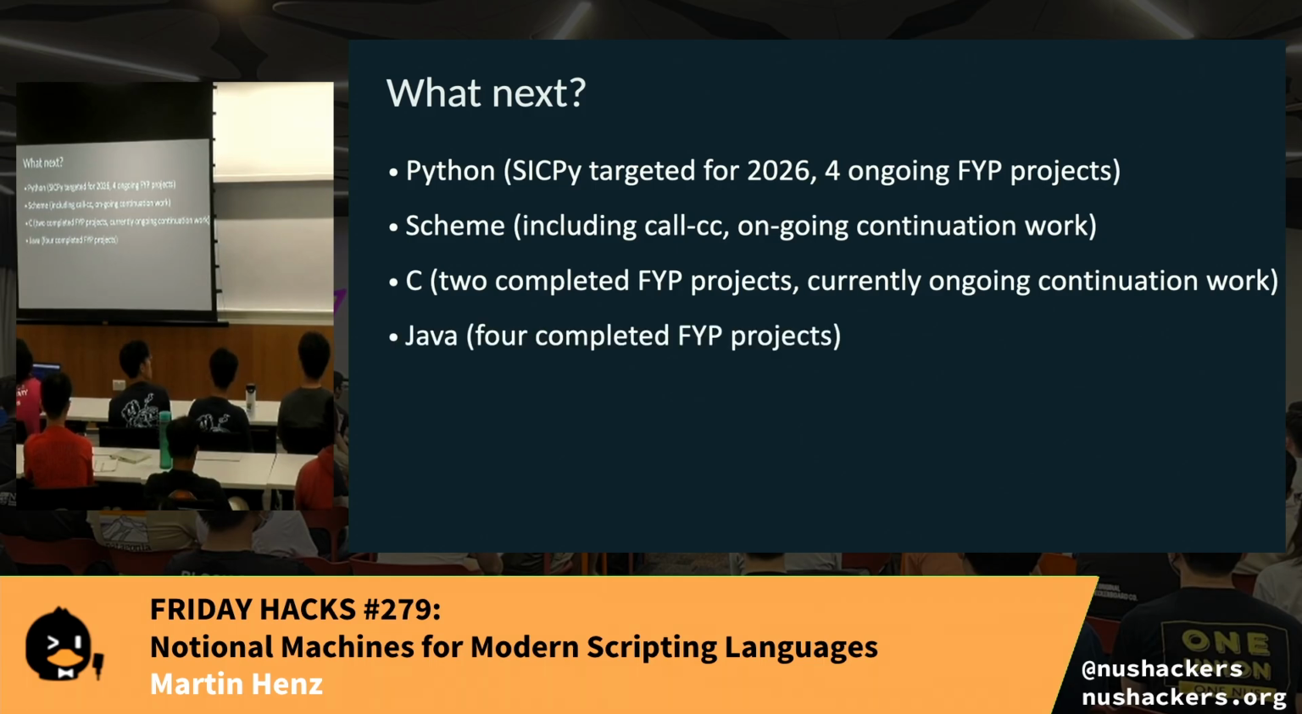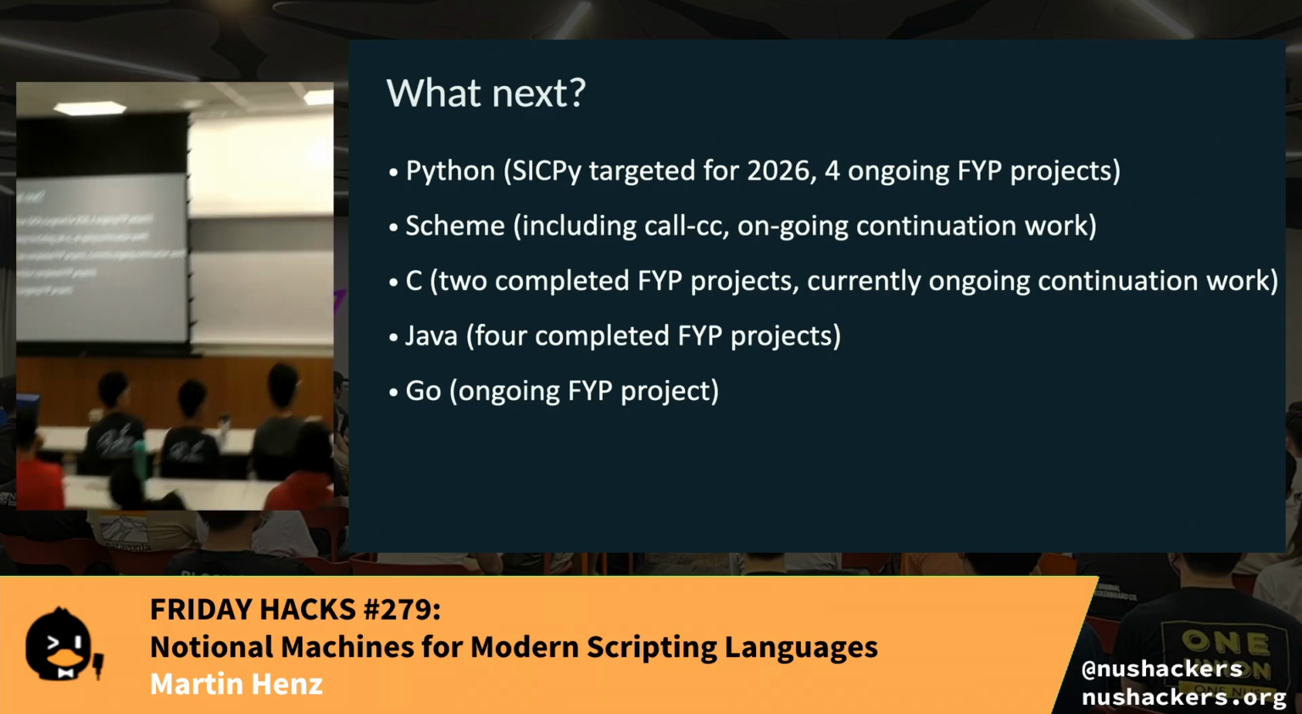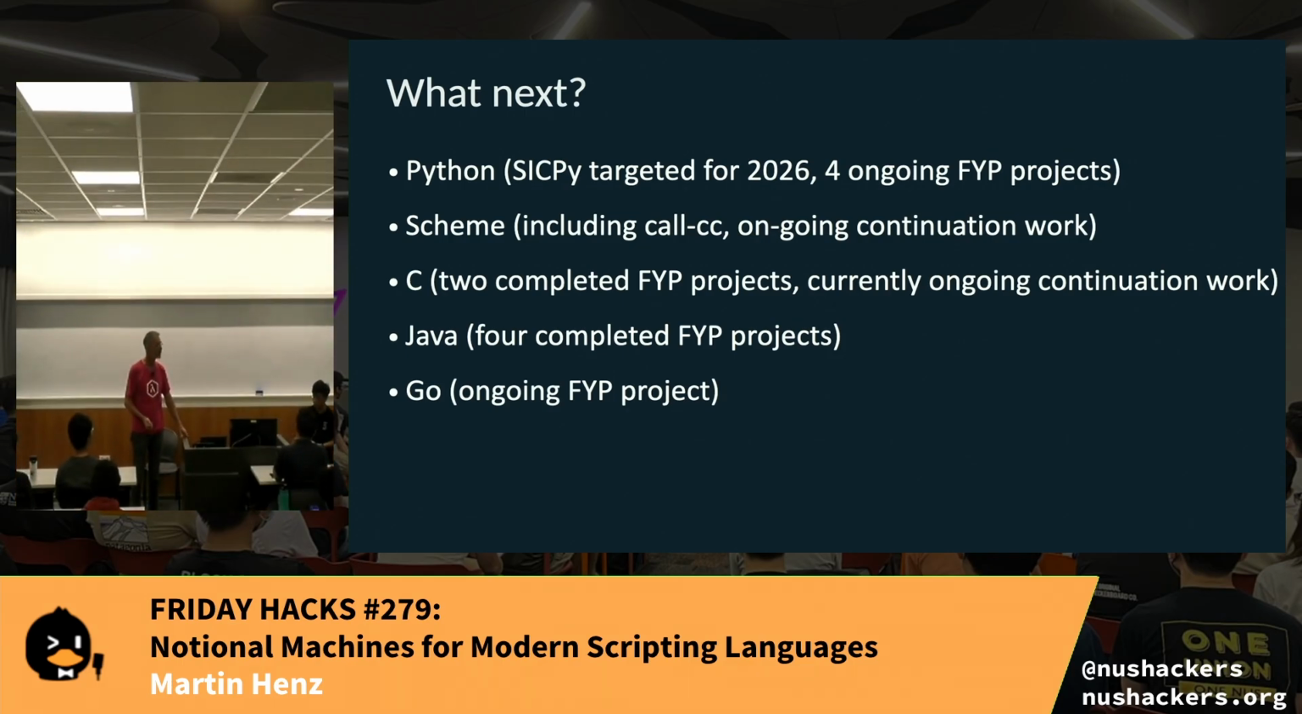Java, the same. We had four final year project students to visualize the execution of Java programs basically along the same lines. Go is an ongoing final year project, going in the same vein. That's basically where we are in this effort to come up with frameworks that allow students, first semester students, to understand what happens when programs run. Thank you.